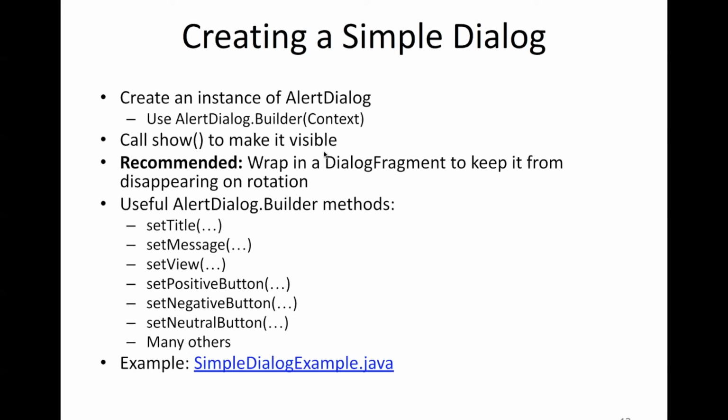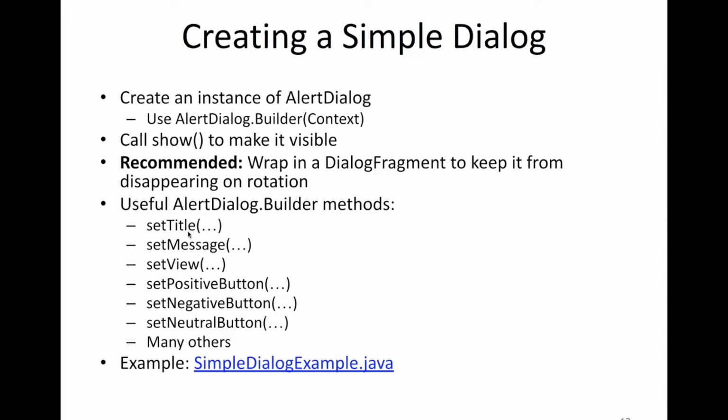What you need to do to create a dialog is you create an instance of the alert dialog by calling a builder method. So you call the static method builder on alert dialog and you pass in a context, which is a reference to whatever fragment or activity this dialog is being displayed on. And then skipping down here, there are several methods that you can call on a dialog to build it the way you want. You can call the set title method and the set message method.